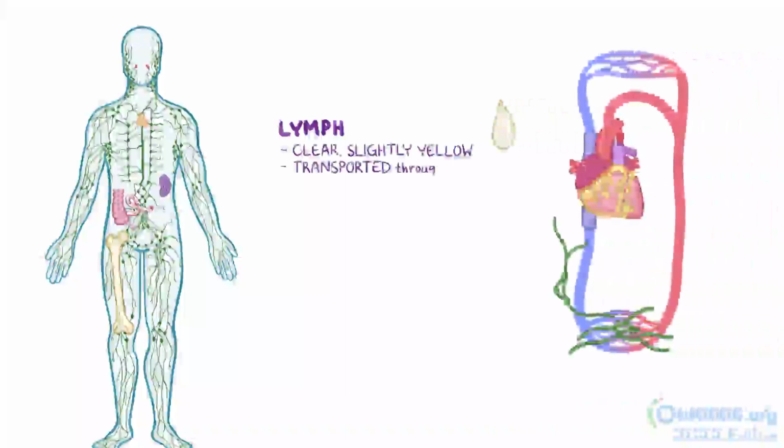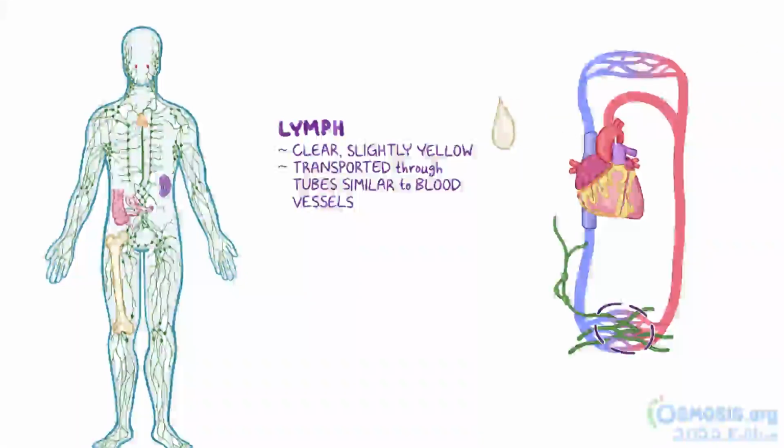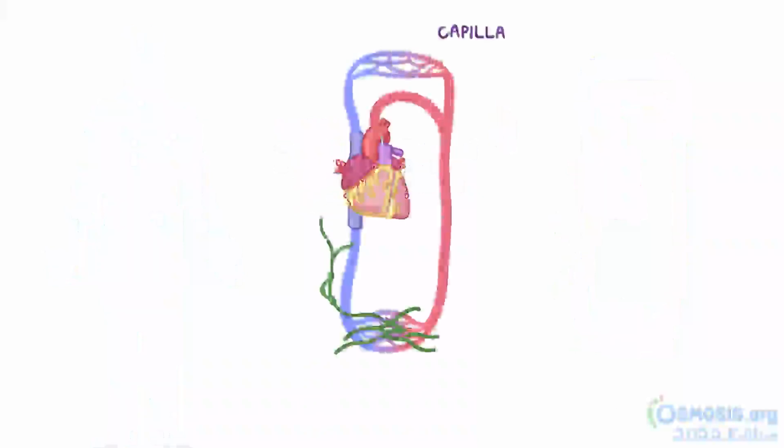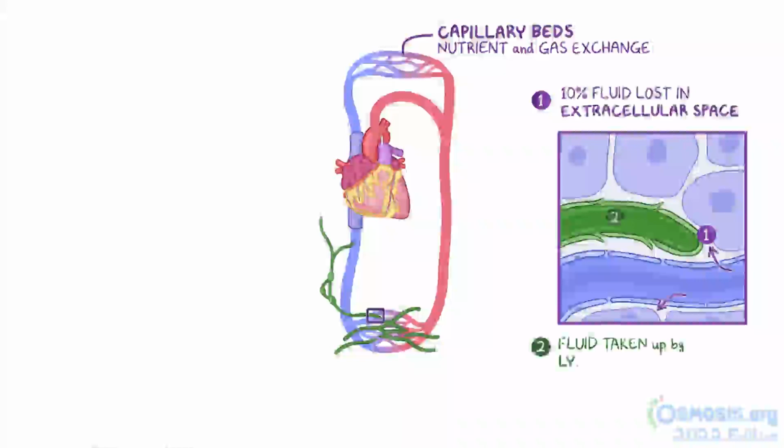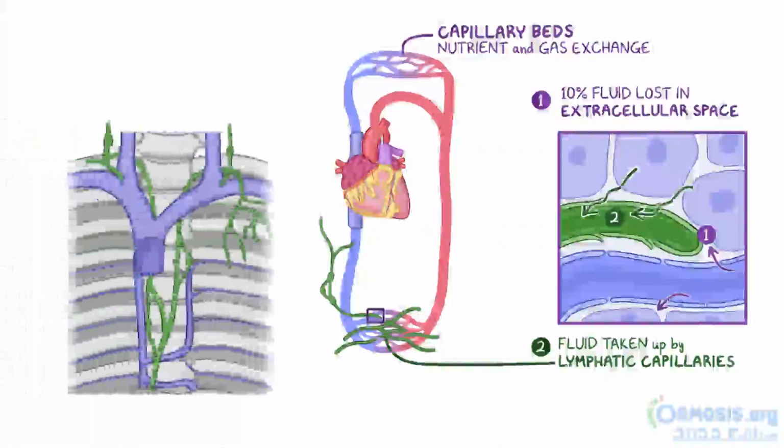Lymph is a clear or slightly yellow fluid that is transported through tubes similar to blood vessels called lymphatic vessels. Now, you may be wondering, where does this lymph come from? Well, it all starts at a network of tiny blood vessels called the capillary beds, where nutrient and gas exchange occurs. During this process, around 10% of this fluid is lost and ends up in the extracellular space, which is where the lymphatic system kicks in. This fluid will be taken up first by lymphatic capillaries, which are small, porous capillaries throughout the body that form lymphatic plexuses. Once this fluid enters the lymphatic capillaries, it's called lymph.